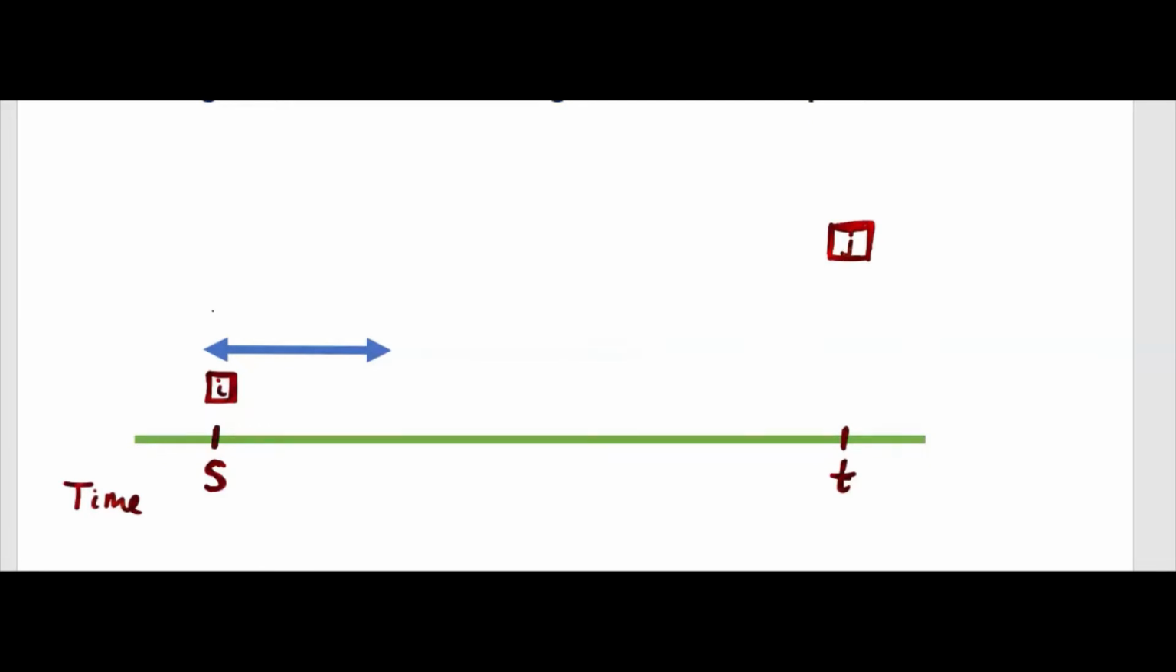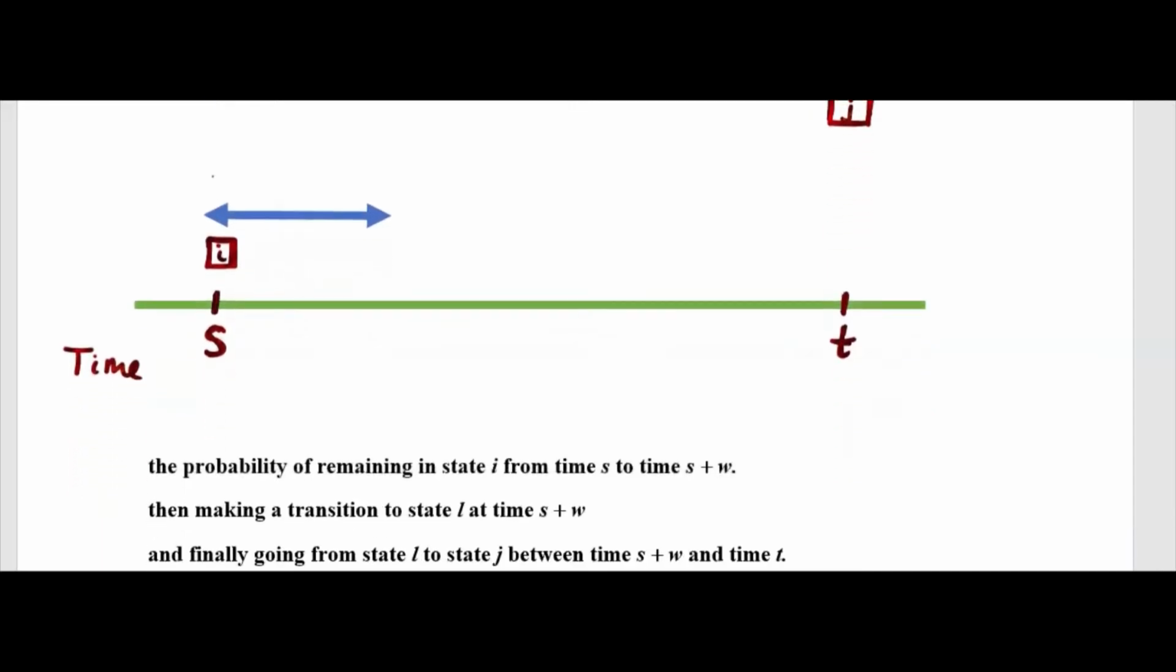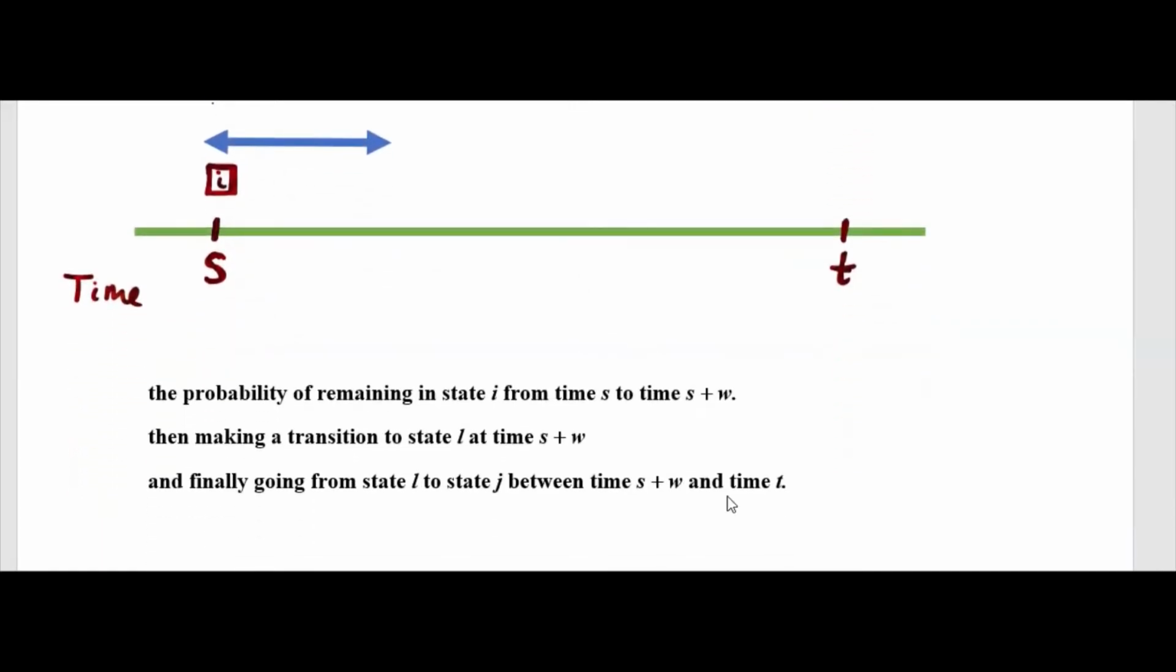Okay, so there are certain things we need to consider here. First of all, to go to j from I, the process has to leave I. So here we'll use one. If you see, I have written 3 parts here. The probability of remaining in state I from time s to s plus w. So let me write here s plus w. This is the first part. And then making a transition to state L at time s plus w.